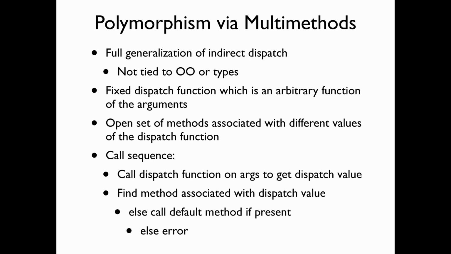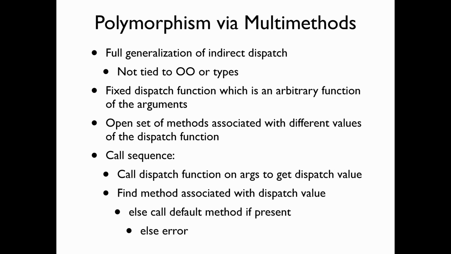So the call sequence is this. The dispatch function, which was supplied when the multi-method was defined, gets called on the arguments, gets passed all the arguments. It can look at any part of them. It returns a dispatch value. The dispatching mechanism then takes that value and sees if there's an associated method. If there is, it calls it. There's a way to define a default method so that would be called. And if you don't define a default method, you'll get an error saying, I don't know how to do that for those arguments.